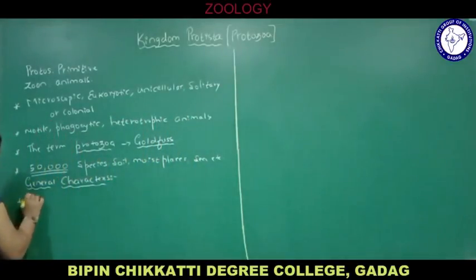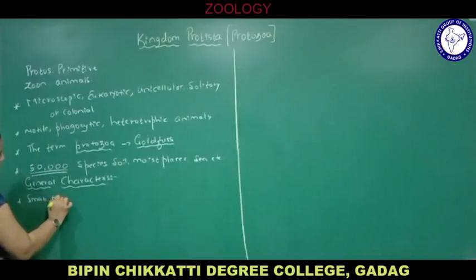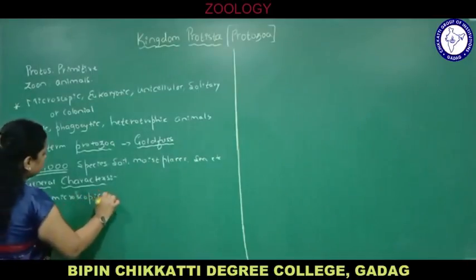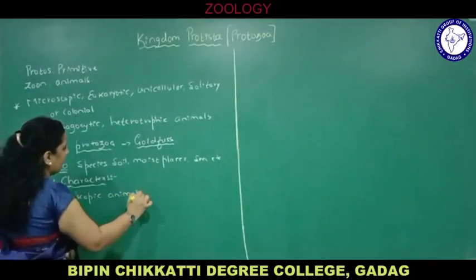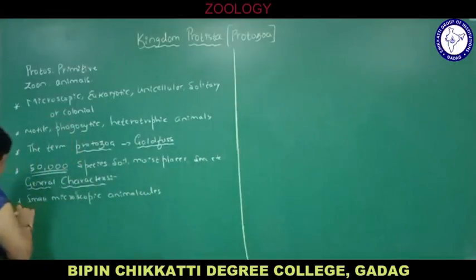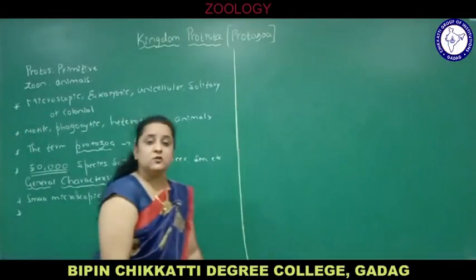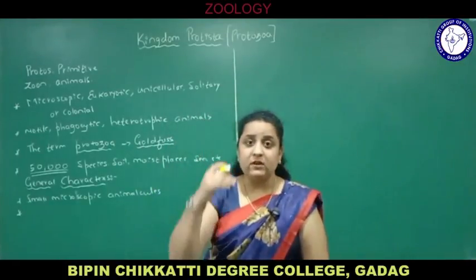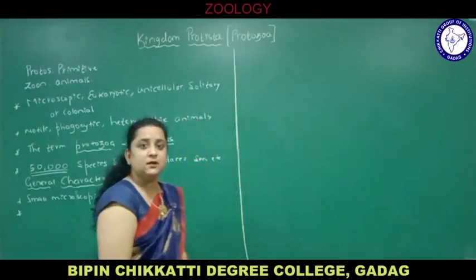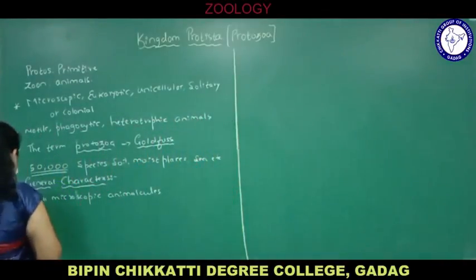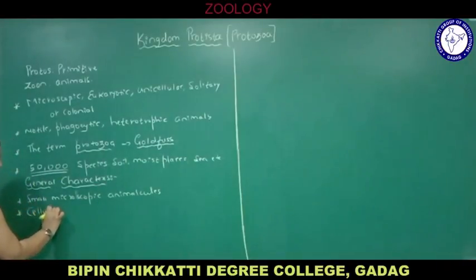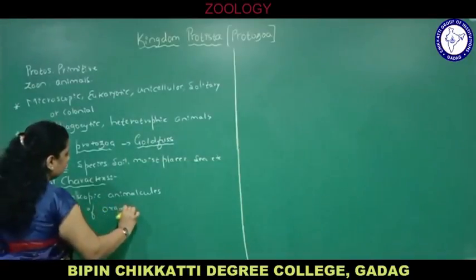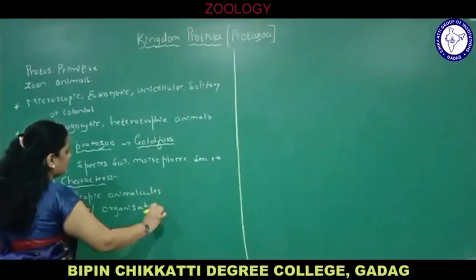They are small microscopic animalcules, or animals you can say. Now, there are different levels of organization: cellular level, tissue level, organ level, organ system level, up to biomes. We have already seen this in the biodiversity chapter, right? So these have a cellular level of organization. Which level? They have a cellular level of organization.